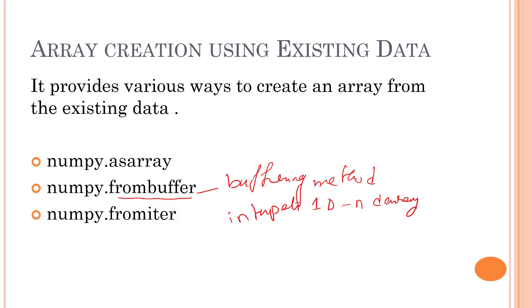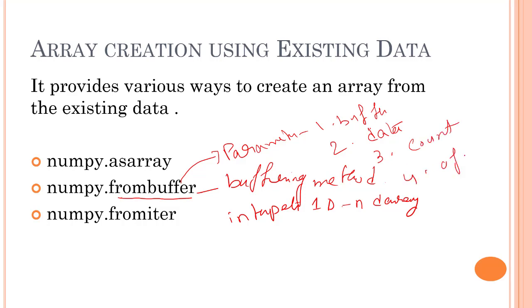As I told you, the first method has parameters; in the same way frombuffer also has parameters to follow. The first parameter, as usual, is buffer. Then the second parameter is dtype. The third parameter is count, and then offset. Whenever we use this particular method, the buffer is a compulsory thing, so you can note that it's compulsory to use.